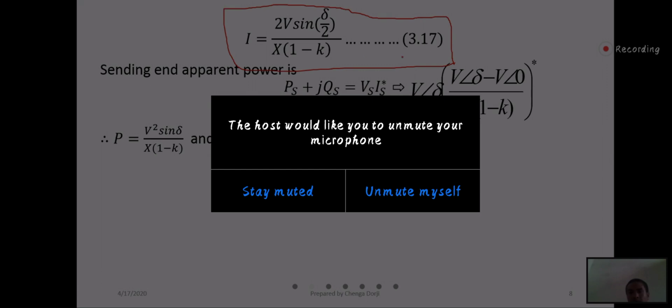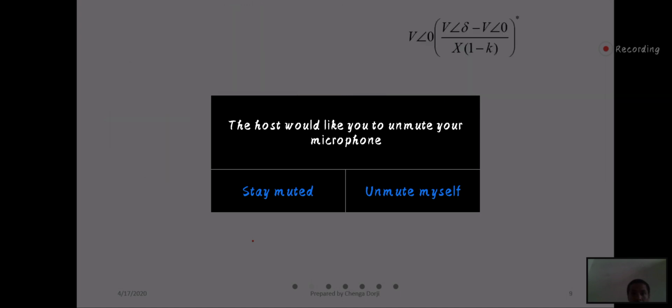And then the sending end current, we are giving you that. Again, after simplifying all this, you get P is equal to this. This is after reactive compensation. You get this after simplifying all this. So the receiving end power, you are having this.